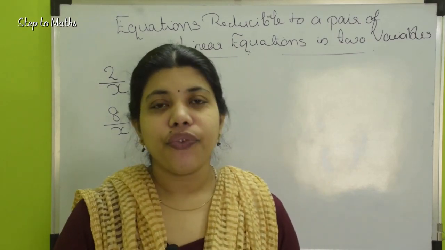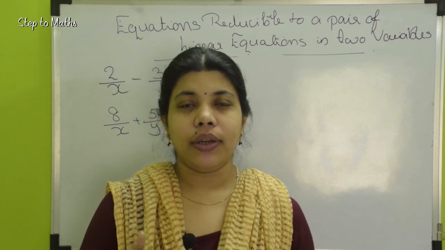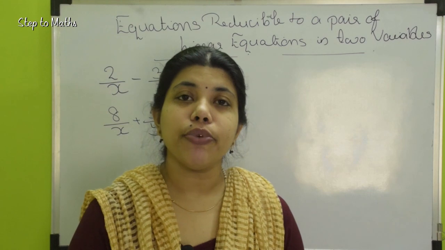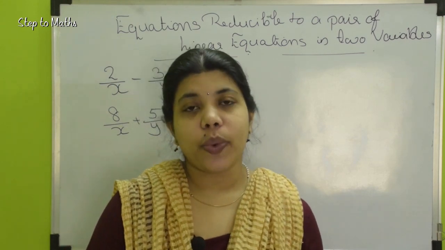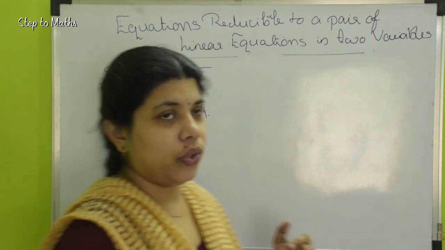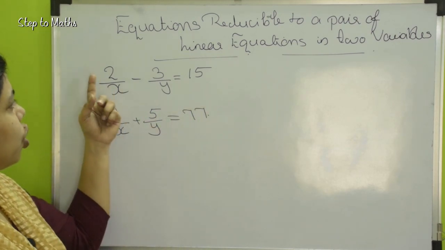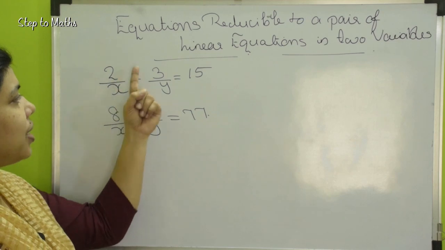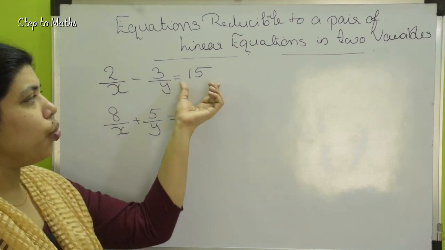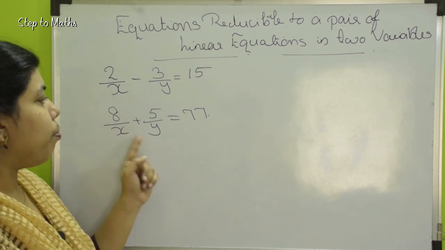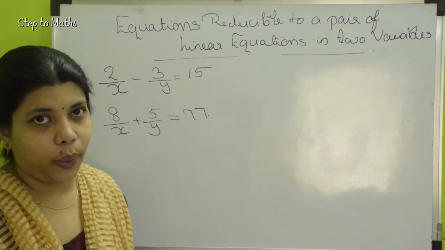In this section, we are going to discuss how a given equation is reducible to a linear equation in two variables. Consider these two equations: 2 upon x minus 3 upon y is equal to 15, and 8 upon x plus 5 upon y is equal to 77.